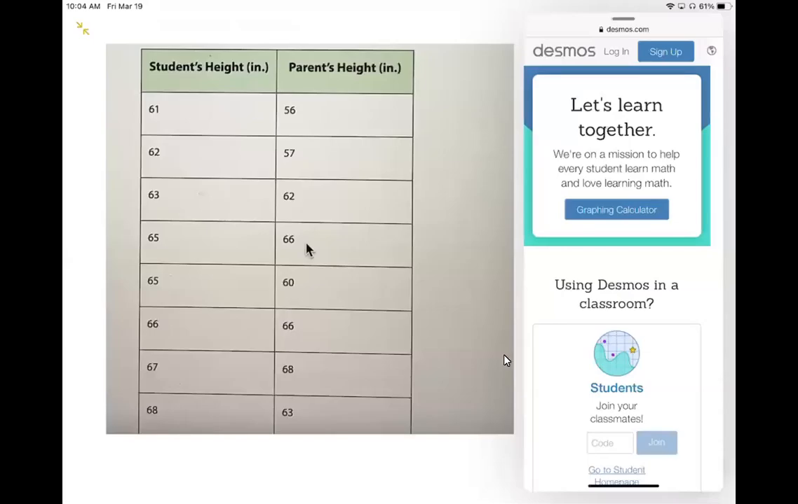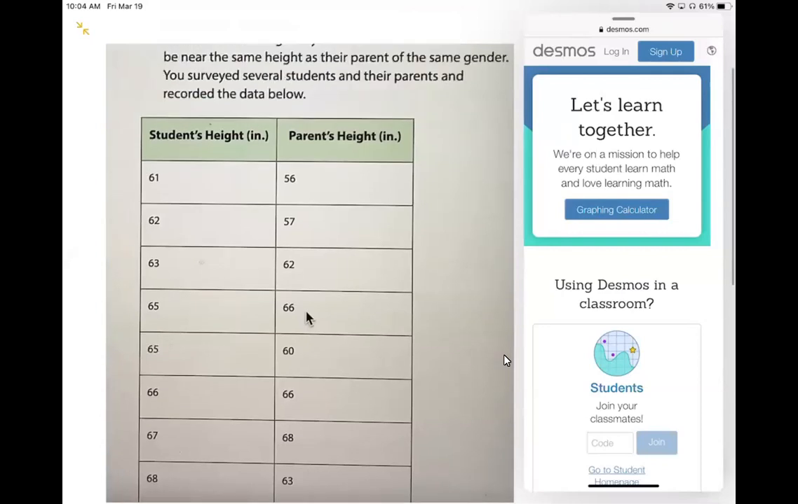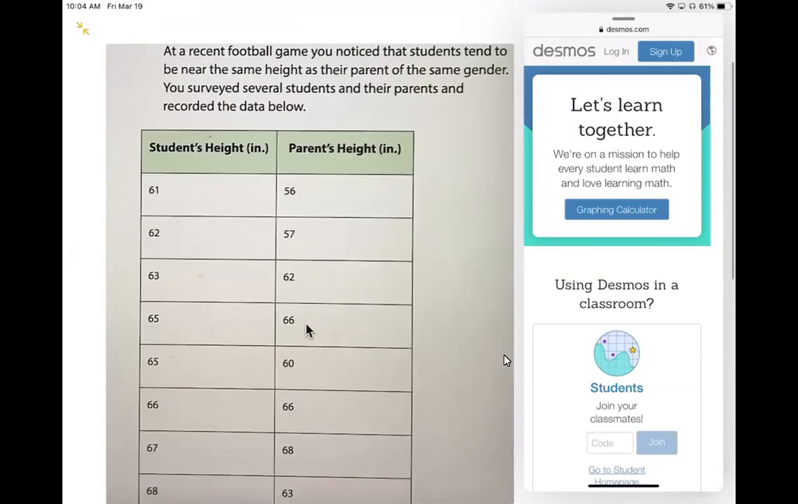So today we are going to be writing the line of best fit from the data. All right, so this problem says at a recent football game, you noticed that students tend to be near the same height as their parent of the same gender. You surveyed several students and their parents and recorded the data.